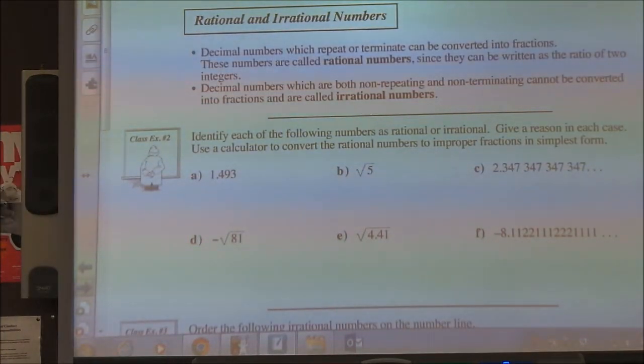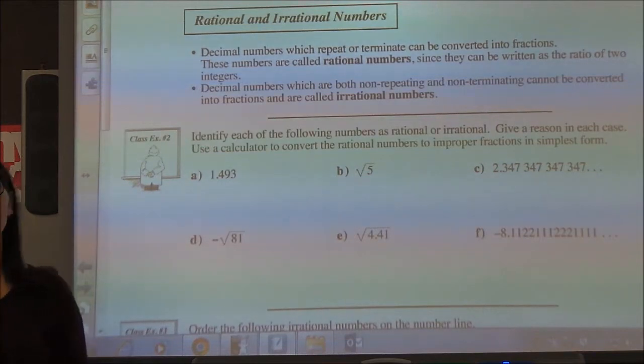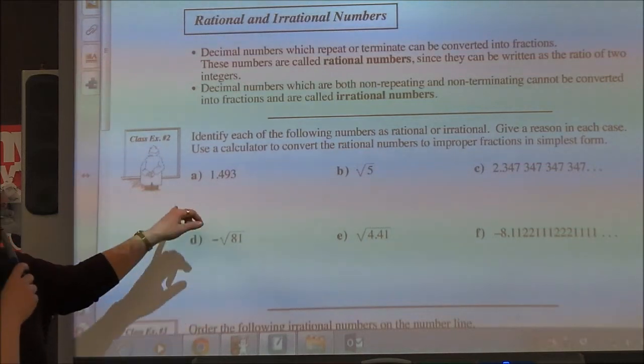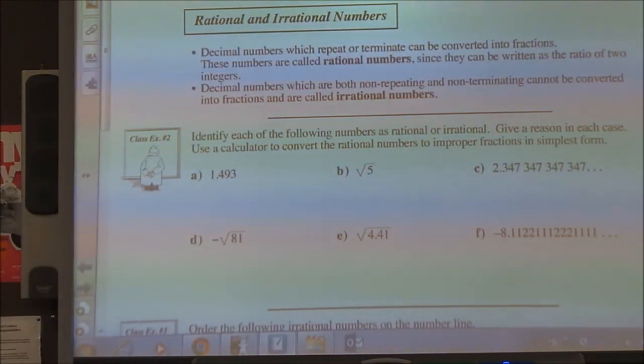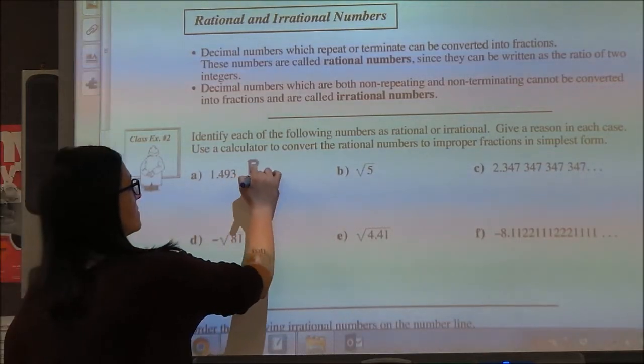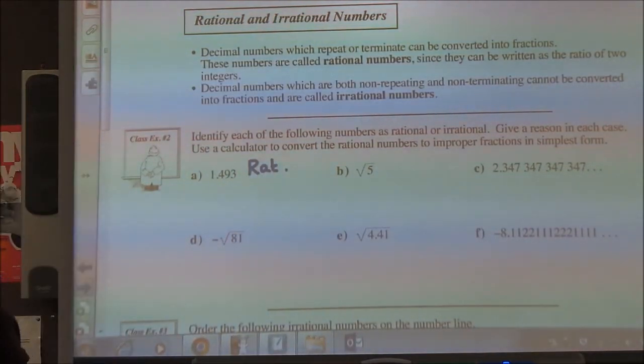With class example number 2, you're going to identify the numbers as rational or irrational. It says to use a calculator to convert the rational numbers to improper fractions in simplest form. I will show you how to do that with class example number 1. 1.493. How would we do this without a calculator? First of all, is this a rational number or irrational? Rational. Why? Because it terminates. So this is a rational number. How would I write this as a fraction?